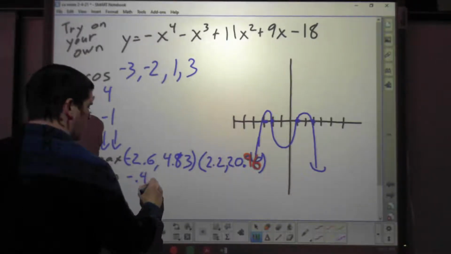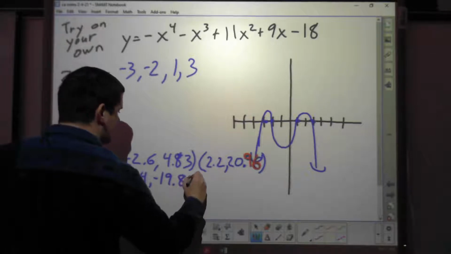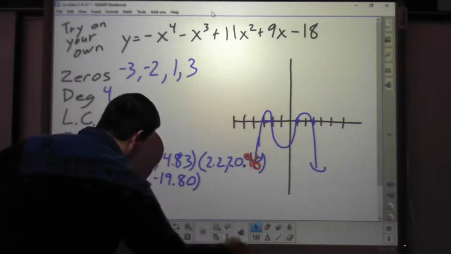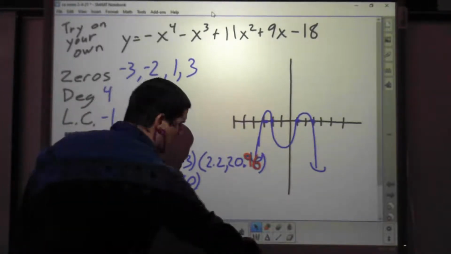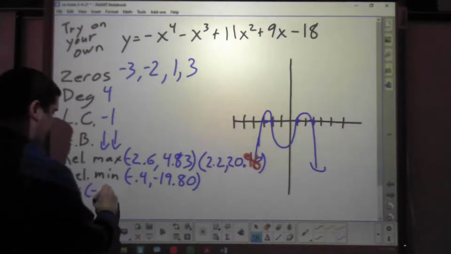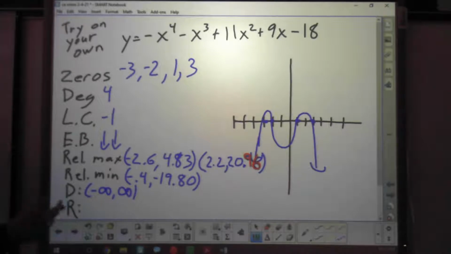Negative 0.4, comma, negative 19.80. Again, you said negative 19.81, fine. Domain, easy point: negative infinity, positive infinity. Range, now we do have to look at this.